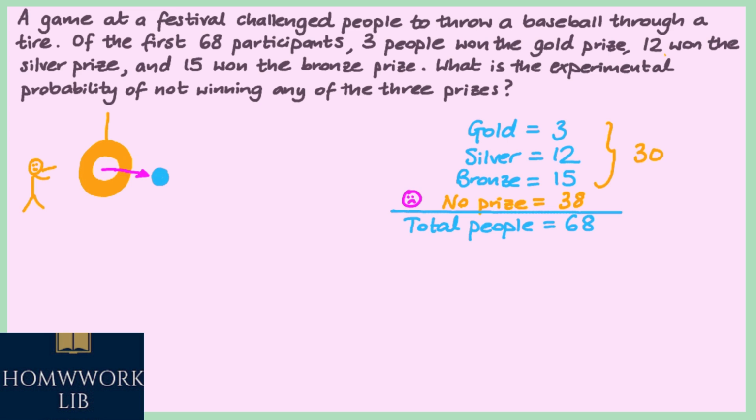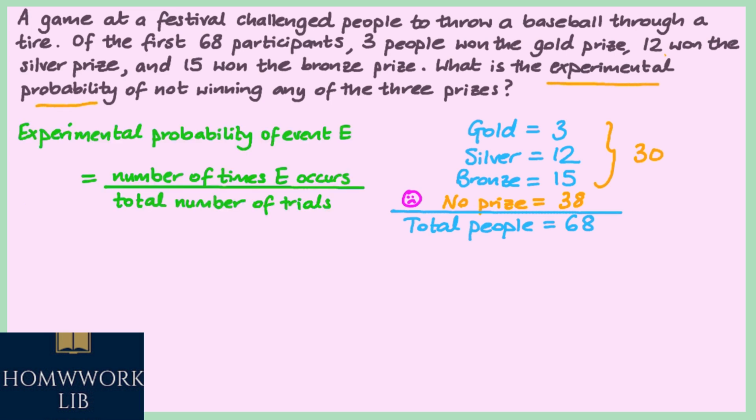The question, however, is not simply asking how many people didn't win a prize, but instead it's asking for the experimental probability. We can recall that to calculate the experimental probability of an event E, this is equal to the number of times E occurs divided by the total number of trials. We can answer this question using 2 different possible methods, but each one will still use the same formula.